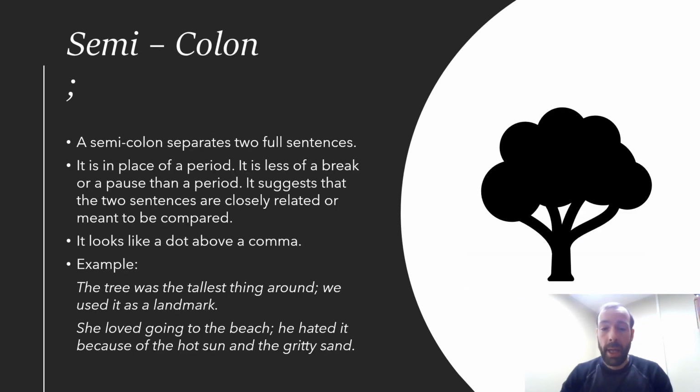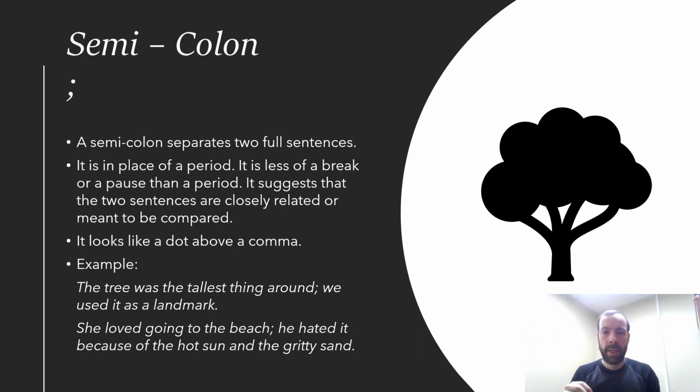A semicolon is used to separate two full sentences. So this is another way of constructing a compound sentence. We use it in place of a period. It is less of a break or pause than a period. We don't use semicolons very frequently, and especially if you're a beginning writer, I would steer clear of them. You don't really need them. We really only use them when our two sentences are closely related or we're making a comparison.